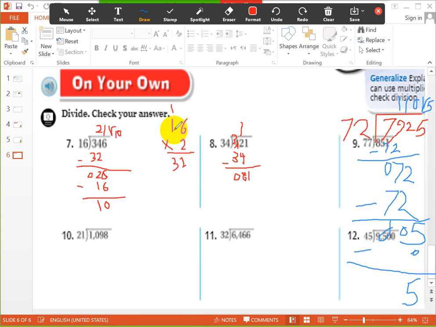Yes, you have only 2. That's right. Thank you, girls. So I have only 2 in the ones digit. So 2 multiply 34. I can do this multiplication on white paper. 2 multiply 4 equals 8. 2 multiply 3 equals 6. So it will be 68.